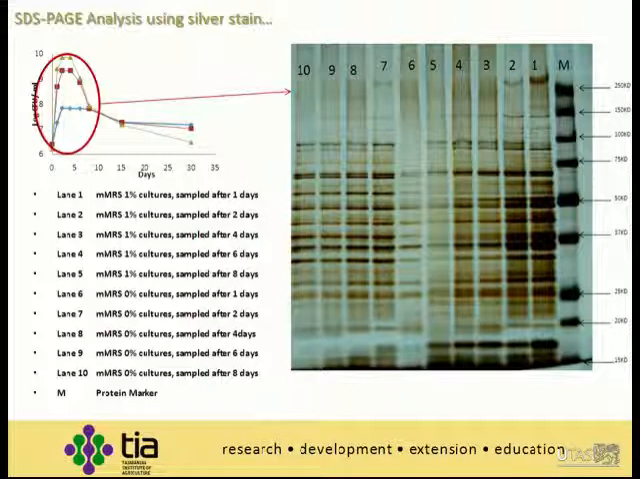SDS-PAGE. The picture here has some lanes. I'm comparing 1% lactose, which is our control, with 0%, which is the treatment, starvation. Lane 1 to lane 5 is 1% lactose, and lane 6 to lane 10 is 0% lactose, with bacterial growth from day 1 until day 8. There is an obvious difference in protein expression between these two treatments.